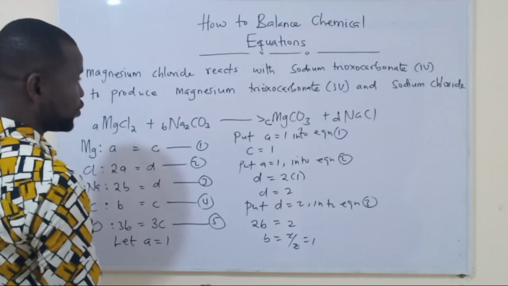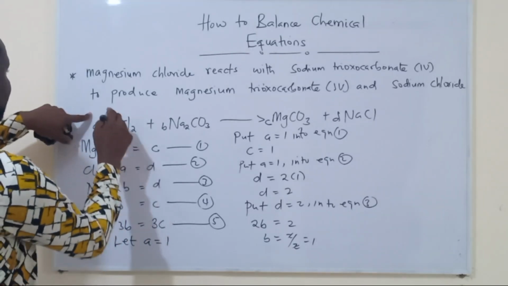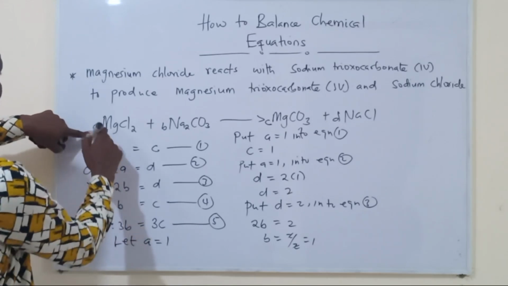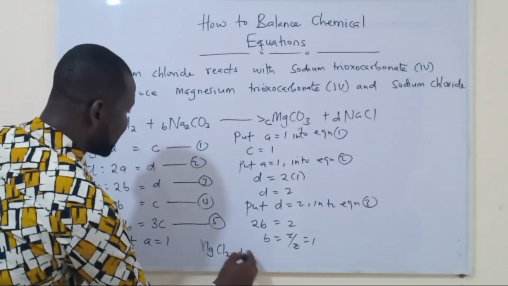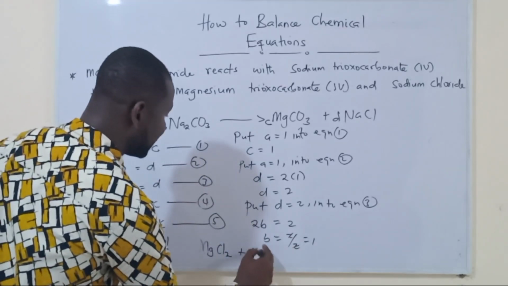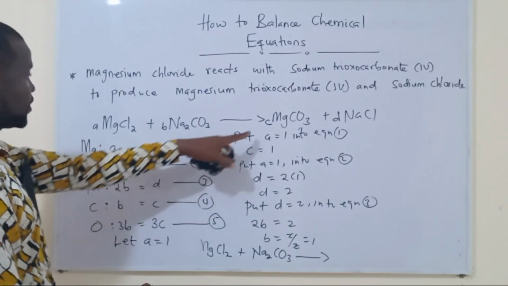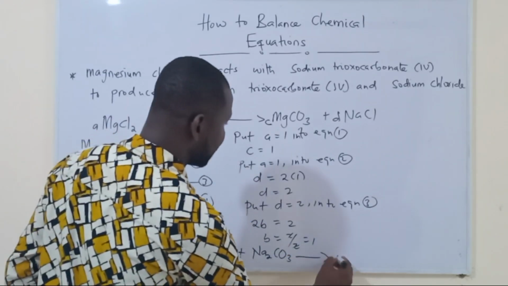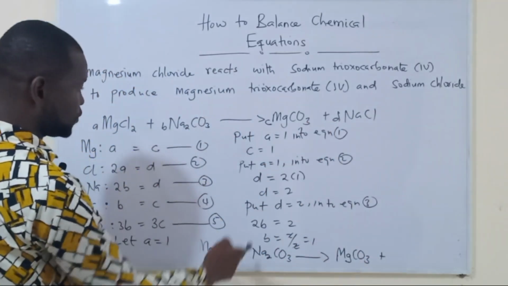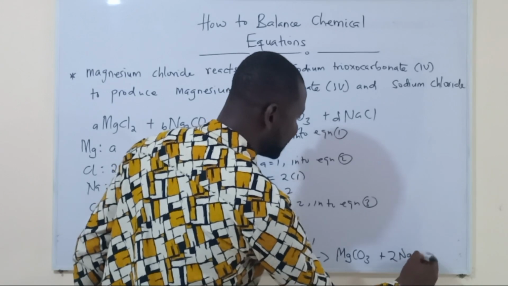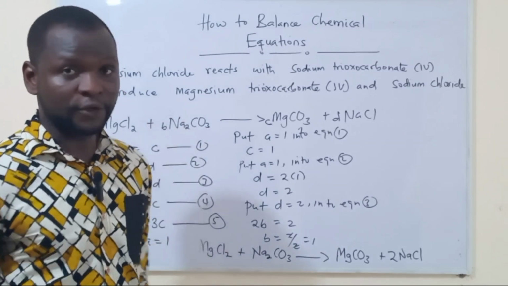So when we write out the chemical equation, it's now going to become, so we're now going to get it as A is 1, so we don't write 1, so our compound now becomes MgCl2 plus B is 1, we don't write 1, we get Na2CO3 to give us C is equally 1, we don't write that, so we write MgCO3 plus D is 2, so we have 2 NaCl. This becomes the balanced chemical equation using the simultaneous equation method.